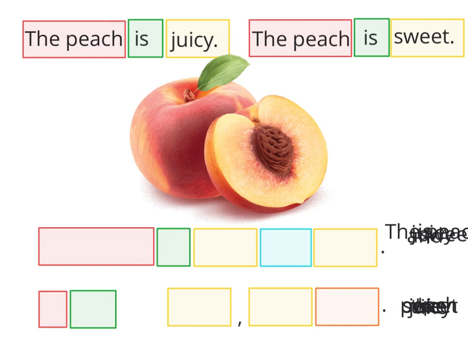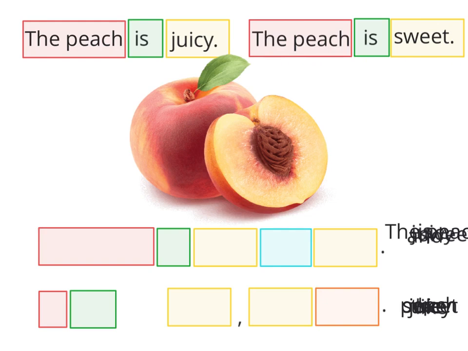In this sentence, we are going to have two different adjectives. So let's look at the first one. Here is our peach, the peach. Here's our subject, the peach. Here's our verb, is. Here's our adjective, juicy. So we have the red, green, yellow sentence. The subject is, and then an adjective. The peach is juicy. But we can pick another adjective for this peach and say that it is sweet. So we can say the peach is sweet.